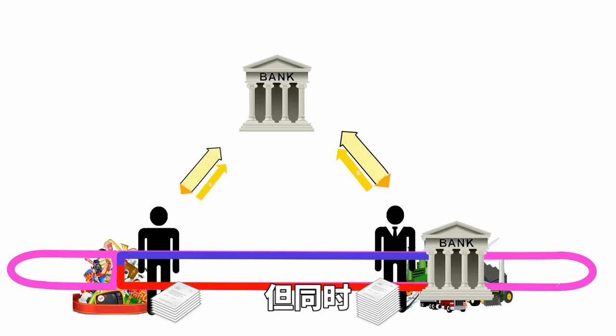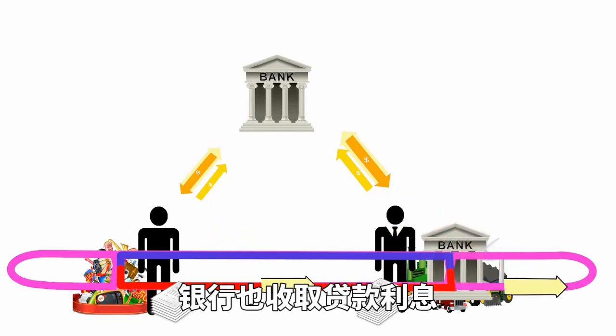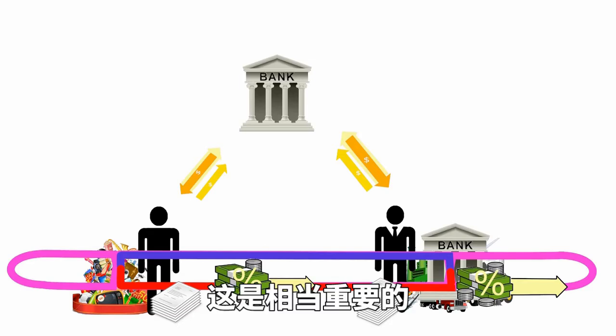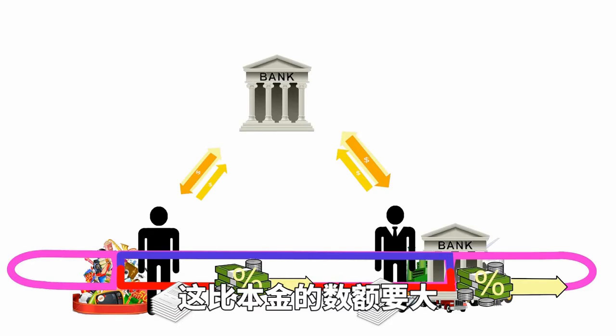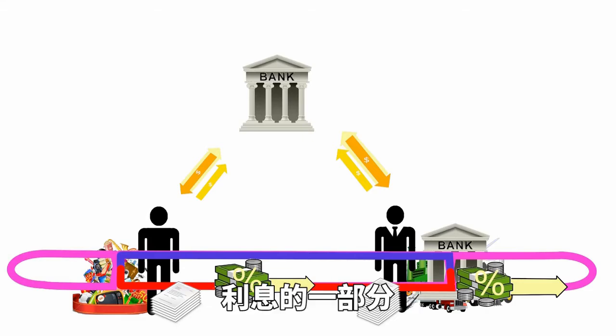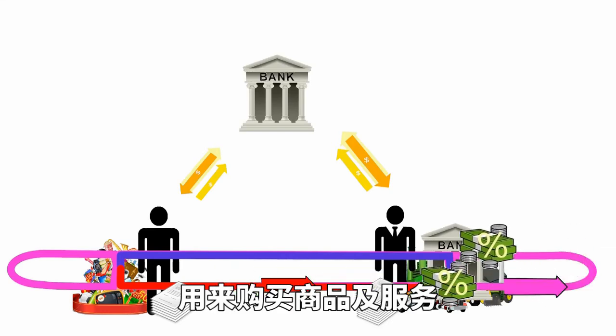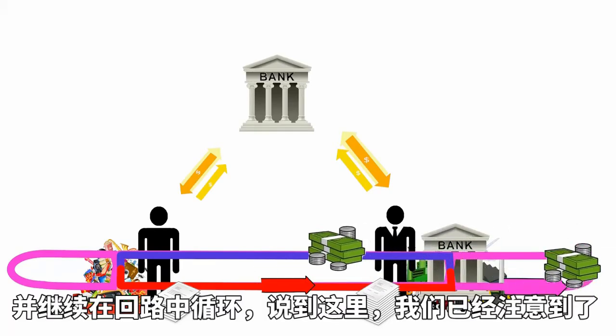But also the bankers collect the interest of the loans, interest which can be quite significant, and on the long term bigger than the amount that has been loaned. And the amount of the interest is part of the purchase of the goods and services and continues to circulate in the loop.